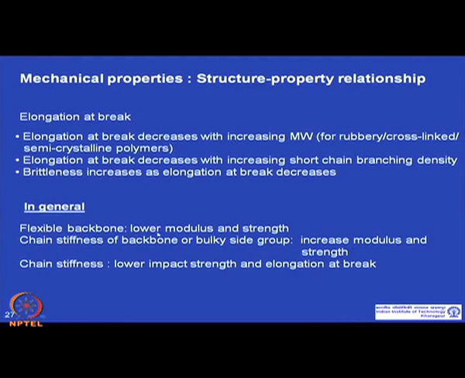In terms of impact properties, again if you have a stiff polymeric backbone and you apply impact, within a short time the polymer cannot rearrange and absorb that energy. So, it breaks, it becomes brittle, whereas if you have a flexible polymer chain, obviously it can absorb that energy and change its conformation. So, in general, to summarize, a flexible backbone gives lower modulus and strength; chain stiffness of the backbone or bulky side groups increase the modulus and strength, and chain stiffness lowers the impact strength and elongation at break.